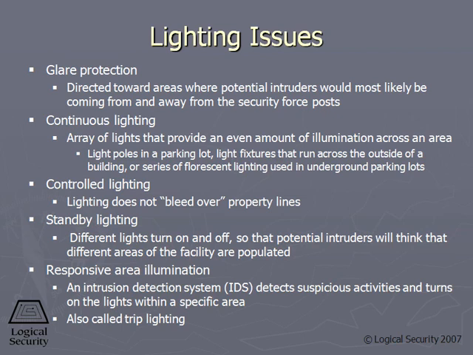The last 2 on this list here deal with standby lighting. Now, standby lighting is where we might randomly cycle on and off lights inside a facility to provide the illusion to a bad guy that there might be people inside and therefore he probably doesn't want to break in. And then the last one here is responsive area or trip lighting, and this is where we have a motion detector that flips on a light, very much like we might have on the alleyway or at the garage in our homes.